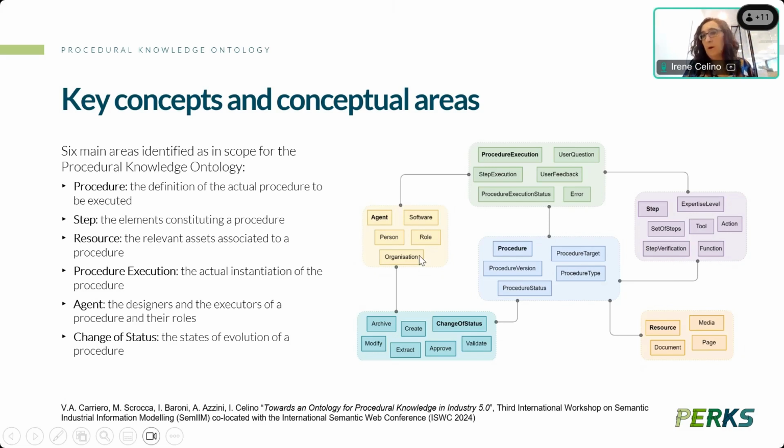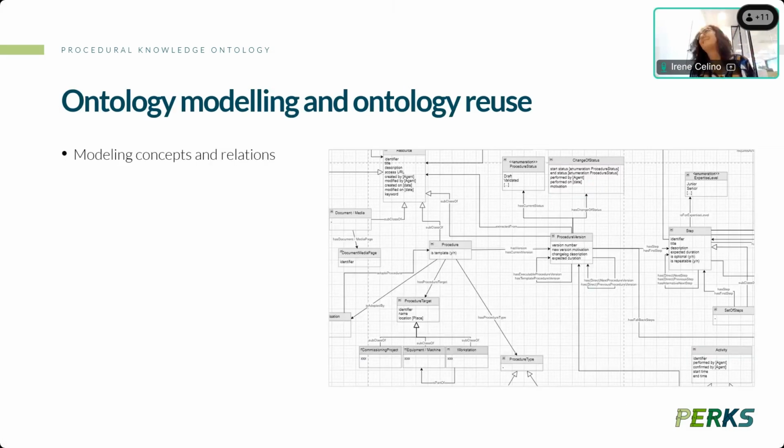Then there's an area about the agents that either execute or define the procedures, which are, of course, different agents, and all the stuff related to this idea of life cycle, so change of status, evolution of the procedure over time. Finally, we started with the actual modeling. So one key learning for all of you is don't start from drawing classes and relationships, start from the requirements, because if you already start from modeling the classes, you may miss a lot of important details.